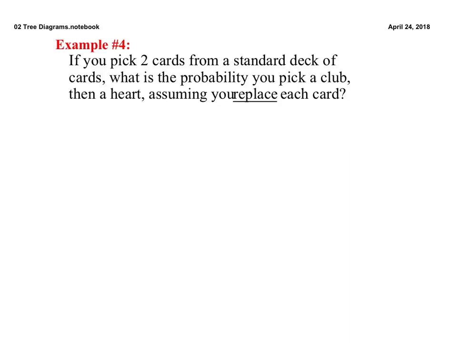So in example 4, what if you pick 2 cards from a standard deck of cards? What is the probability you pick a club, then a heart? We're calculating the probability of a club, then a heart, assuming that you replace each card. Because you replace, this is independent now, it's not dependent. And so we're looking for this particular probability.